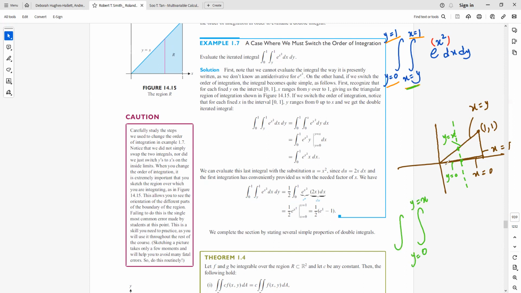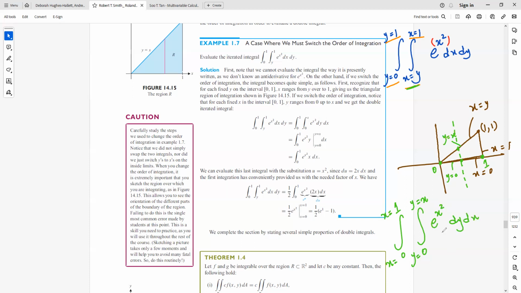So now the inner limits will be from 0 to x, that is the limits of y, and the outer limits will be for the x-axis, going from 0 to the point 1, because this line is x equals 1, right? So this point is 1, so these are the limits for x. Now we can easily integrate this function.